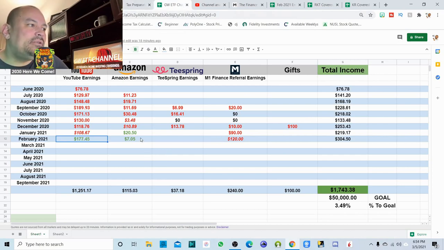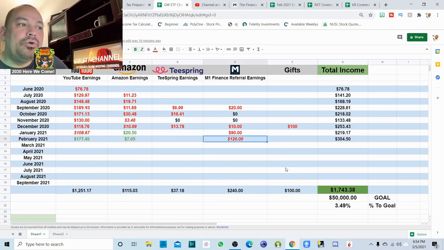Now Amazon, we made $7.05 in Amazon earnings. The way Amazon works is they do net 60 days on payout. So I got paid this one in February, and then I'll get paid this one in March, and so on and so forth. If they're in green, they haven't actually been deposited yet into the account. So we're still waiting on these here.